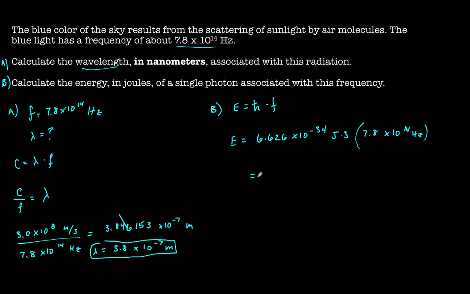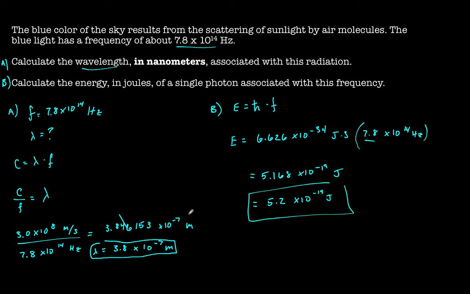So, again, 6.626e-34 times 7.8e14 equals 5.168 times 10 to the negative 19th joules. 2 sig figs then for my 7.8 will give me 5.2 times 10 to the negative 19th joules. There you go. So 2-parter, you got your wavelength, you got your energy, set, boom. Let's move on to number 4.